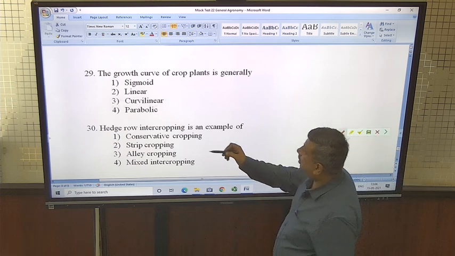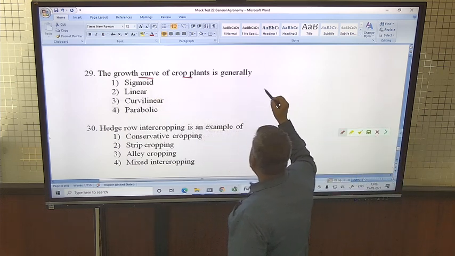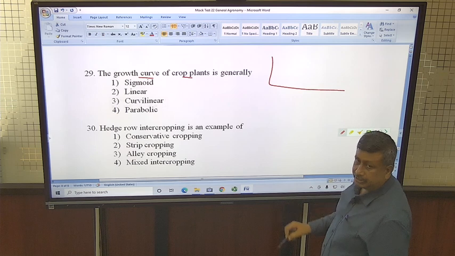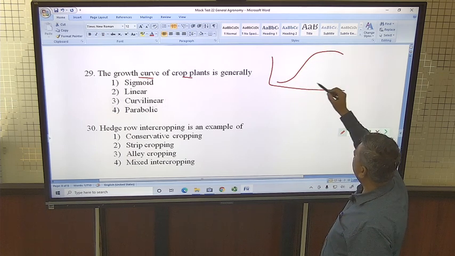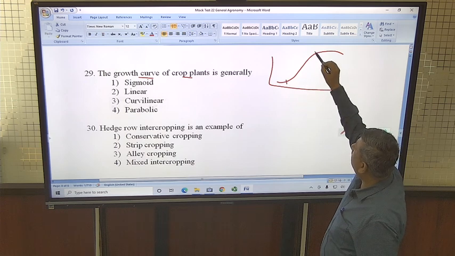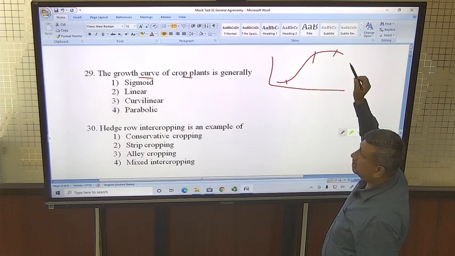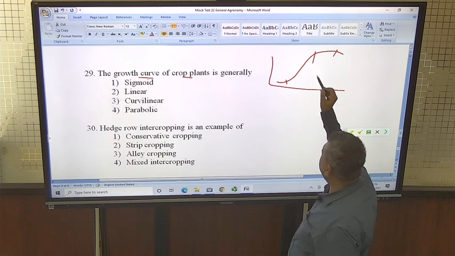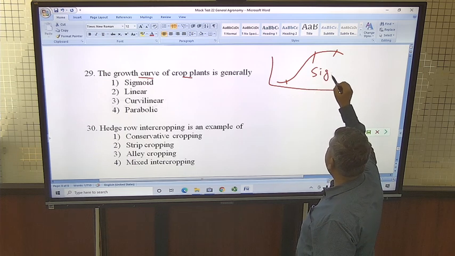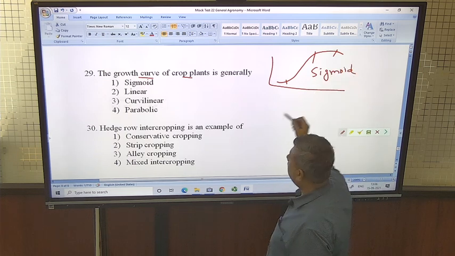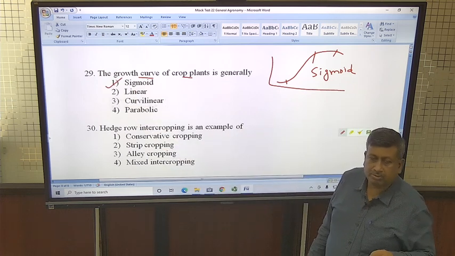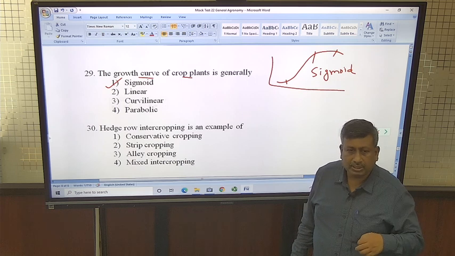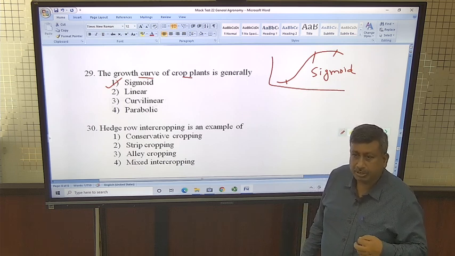The growth curve of crop plants is generally... if we look at the growth curve, it is like that: initially slow growth, then very fast growth, then this one. So initially slow growth, then very fast growth, then stagnation, then reduction, and this is the sigmoid growth curve. So the correct answer is sigmoid. All plants have a sigmoid growth curve, meaning initially slow growth, then very rapid growth.